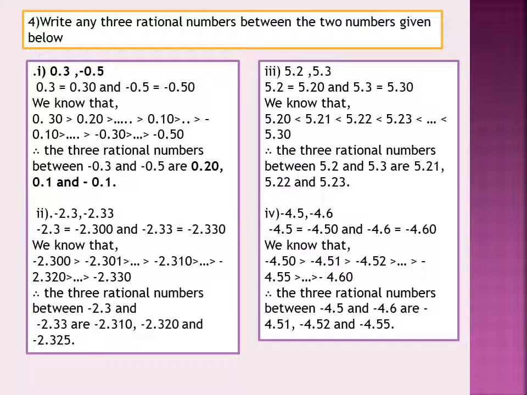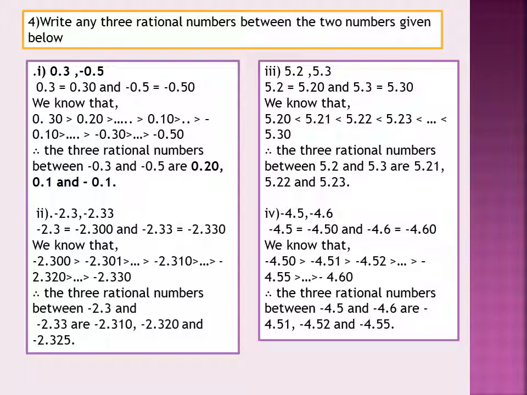Any number from 300 to 330, any number you write, and then these 3 numbers lie in between the given 2 numbers. Third number is 5.2 and 5.3. Again when you observe, you will say that 5.2 and 5.3, no number in between that. But if you add 0 there, you can get minimum 10 numbers there.